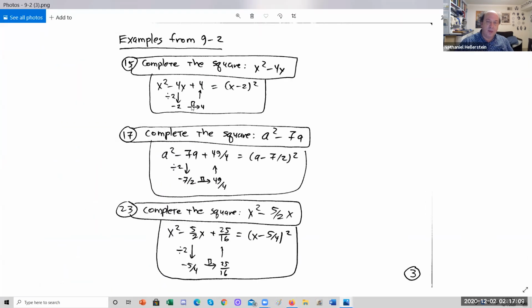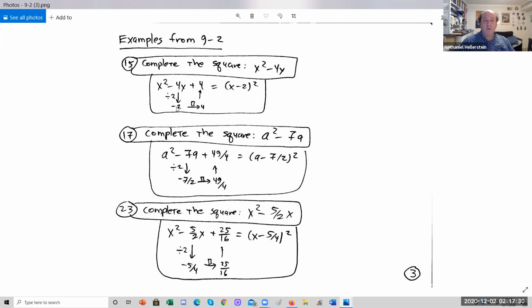All right, so we'll do some examples. We're going to complete the square in all these three cases: x squared minus 4x, a squared minus 7a, where we're going to get an odd number and that's going to be a fraction, and x squared minus 5 halves x, where we're going to have an even more complicated fraction. So be it. X squared minus 4x.